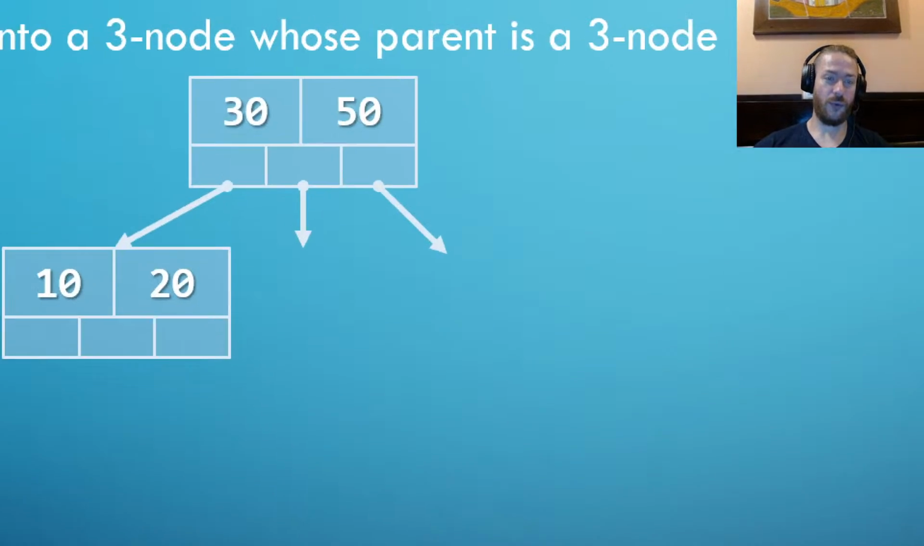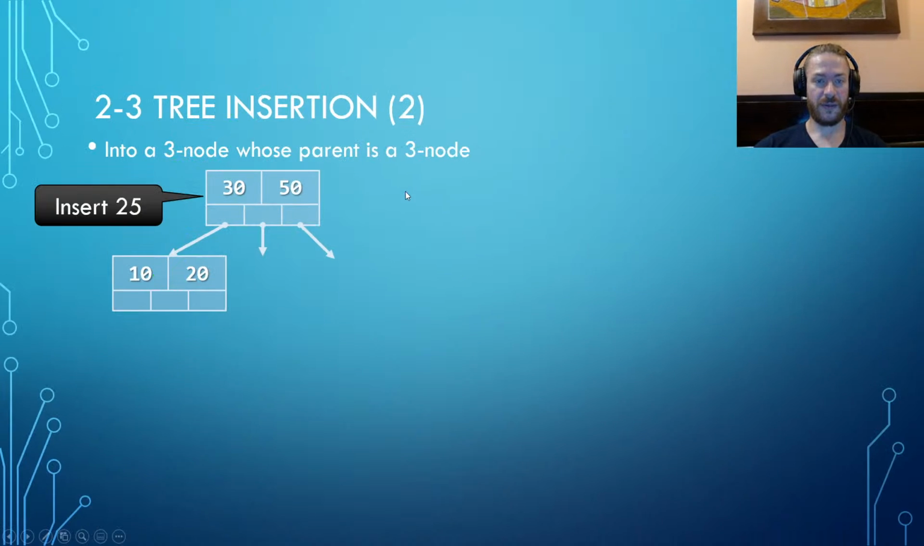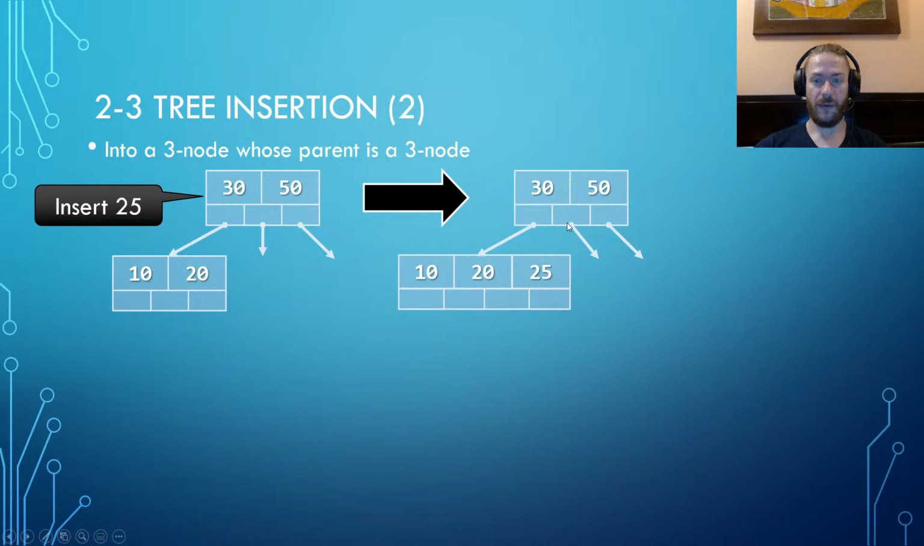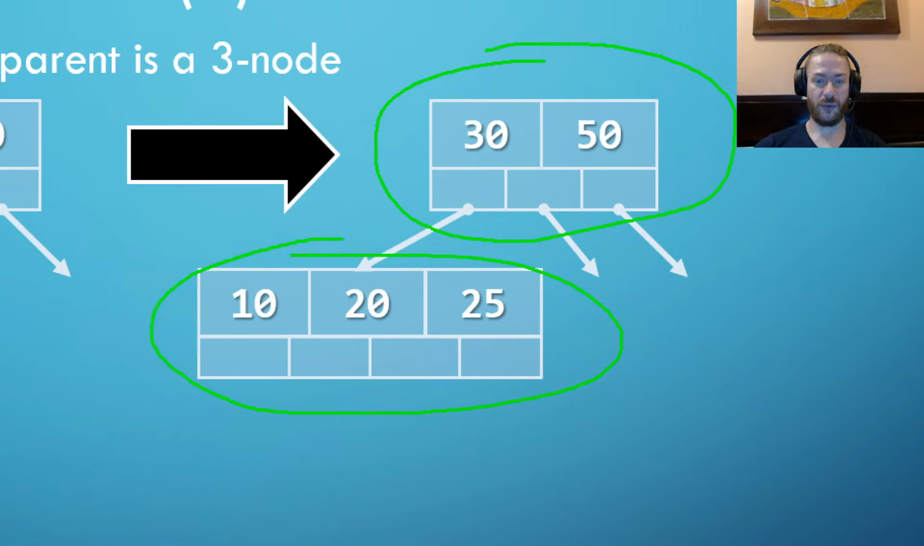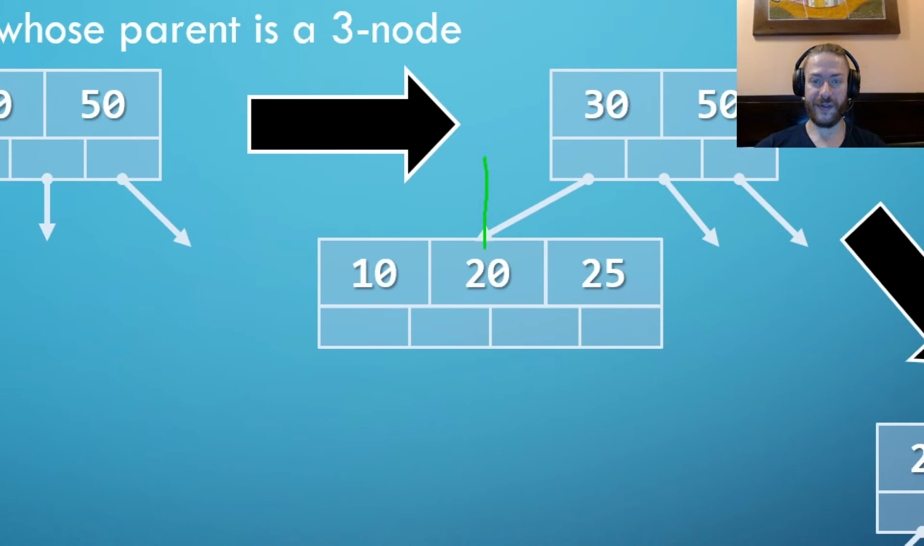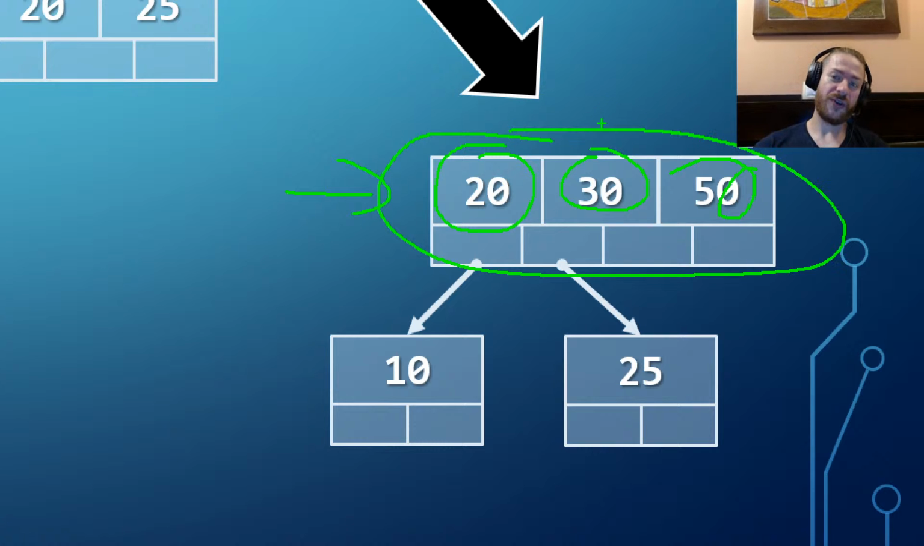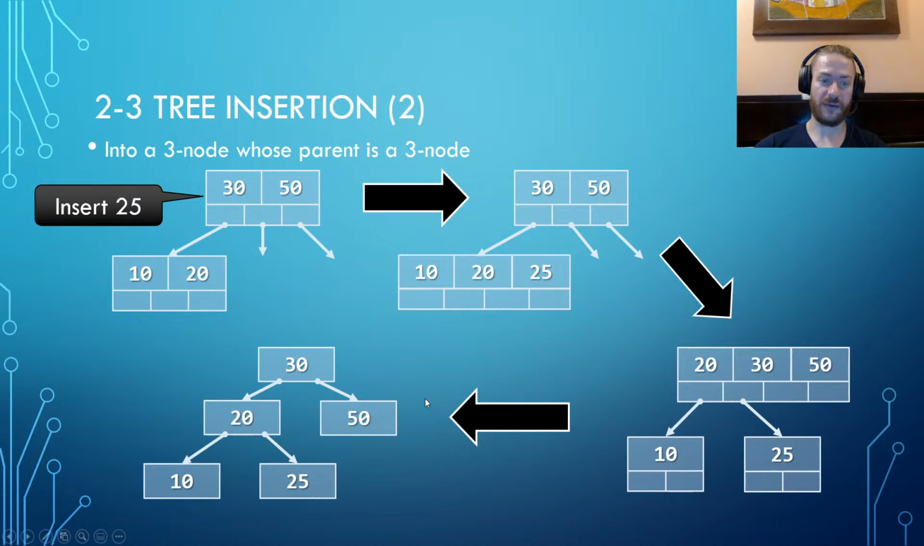What will happen if we already have values here? If we want to add something here, for example 15, we need to promote it there and add it here. But then again we have 3 values, so we need to extract 30. So adding 25 will make the following: 30, 25 will go here, and 20 needs to be promoted. So it becomes 20, 30, 50, but again this is not a valid configuration of our node, so 30 will be extracted too.